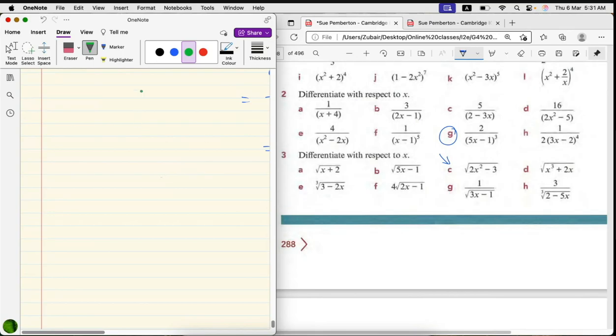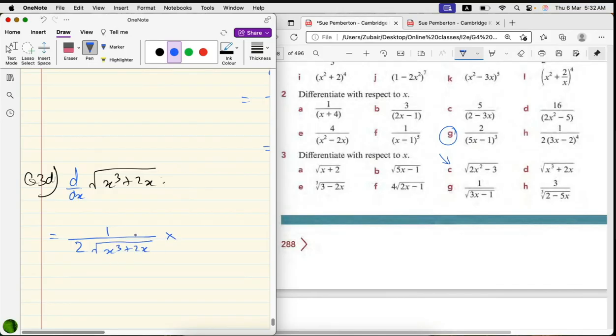Look at C part. C is done. D part. Question 3, D part. Square root of x cube plus 2x, and I'm differentiating it. What do we get? 1 over 2 copy x cube plus 2x, into I'm still differentiating.